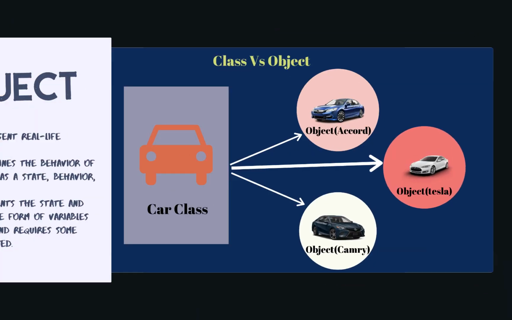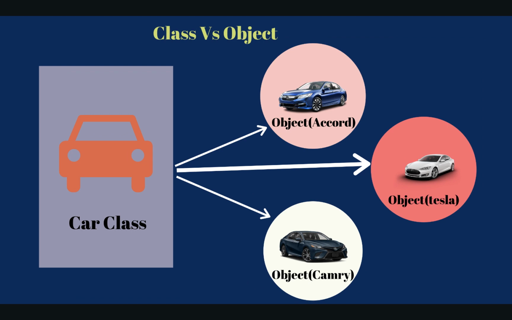So let's take this example. You want to build a car management system. You will define a car class which has a name, type, and color, and you will have the objects Accord, Tesla, and Camry, where these three are objects, and they define the car name as Accord and the type as two-wheel drive and the color as blue. Whereas the Tesla object has a name Tesla and type four-wheel drive and color as white.